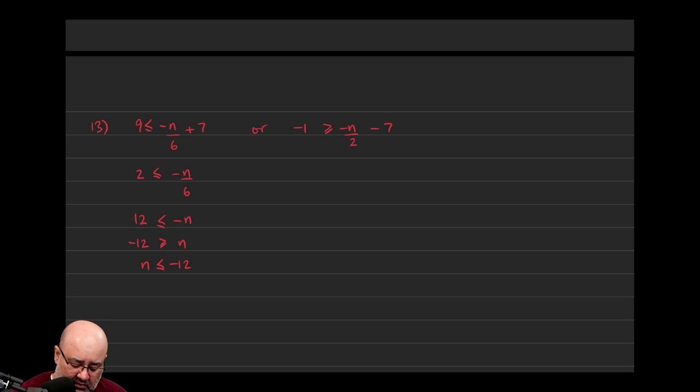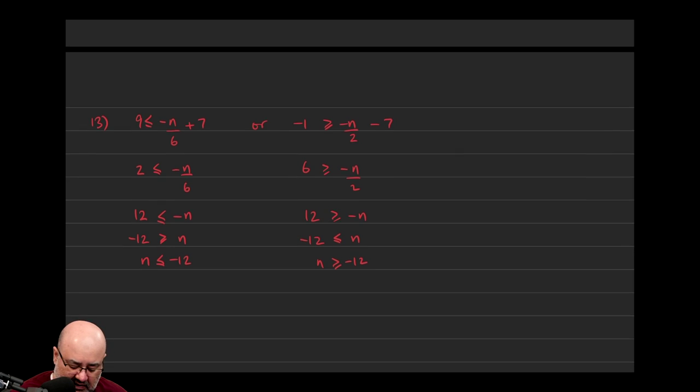For the second one, let's move the negative 7 over. So that becomes 6 is greater than or equal to negative n over 2. I'm going to multiply both sides by 2, so that gives me 12 is greater than or equal to negative n. Multiply both sides by negative 1, changing the direction of the inequality, and then just rearranging so that the variable's on the left-hand side.